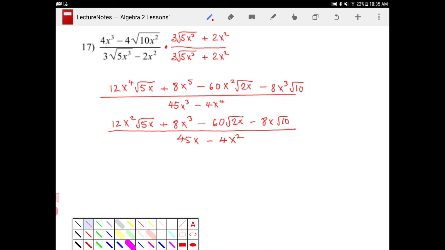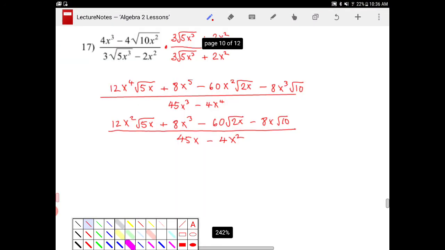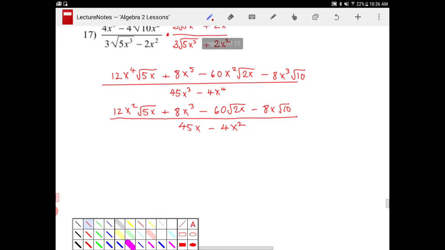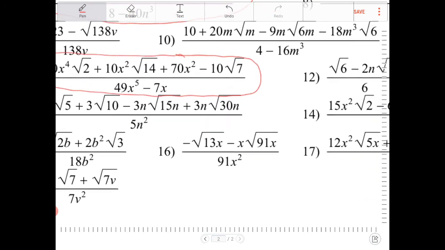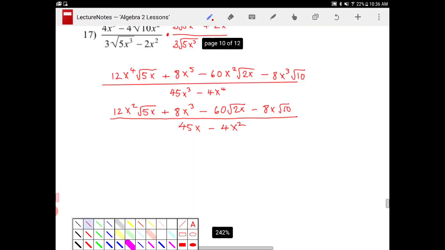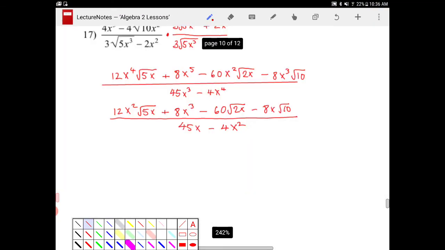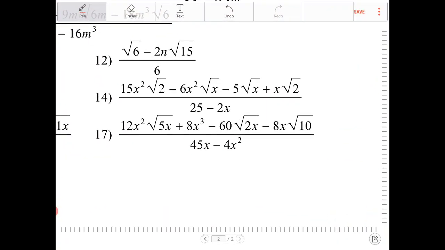I'm just going to double check this because this answer looks really massive. So what question was this? This was question 17. So it's 12x squared radical 5x plus 8x cubed minus 60 radical 2x, 8x radical 10. Looks like I'm in good shape. 45x minus 4x squared. Yes, and that's it. Okay.